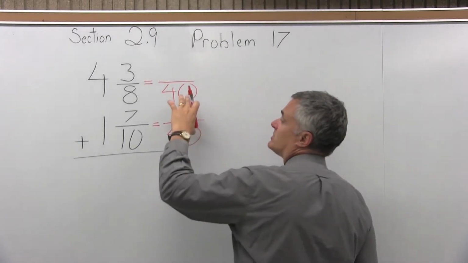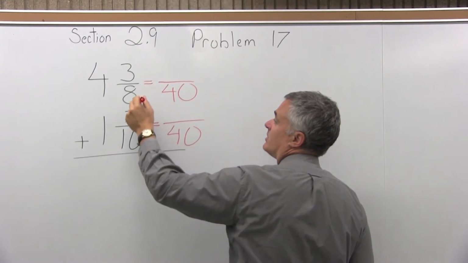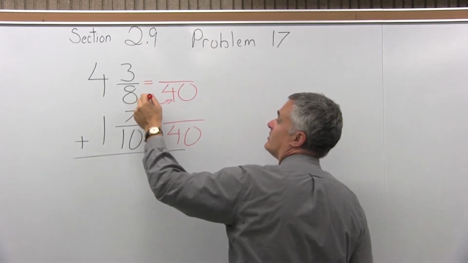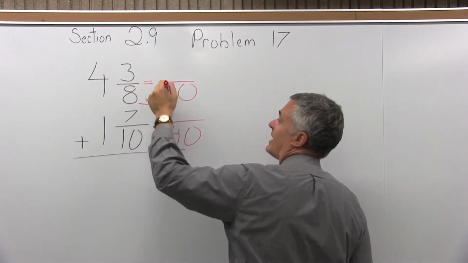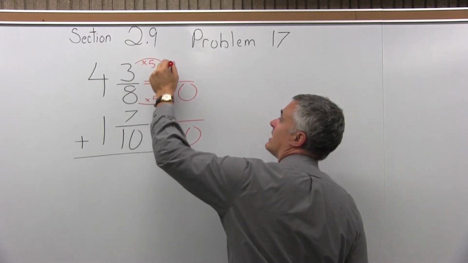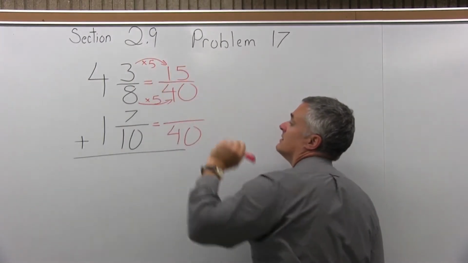So now that you've chosen a common denominator, fill in what the numerators have to be. For the top fraction, 8 times some value makes 40. So it's 8 times 5 is 40. The numerator gets multiplied times that same 5. 3 times 5 is 15.